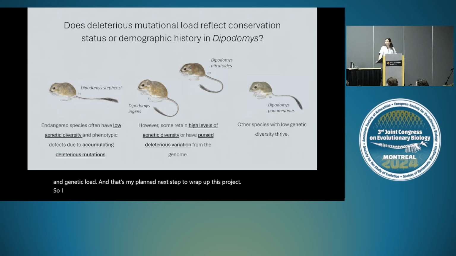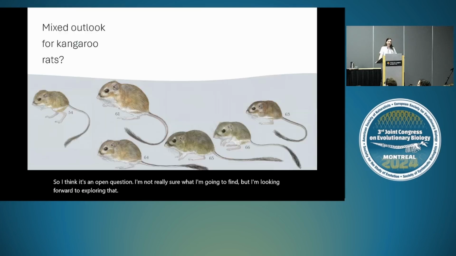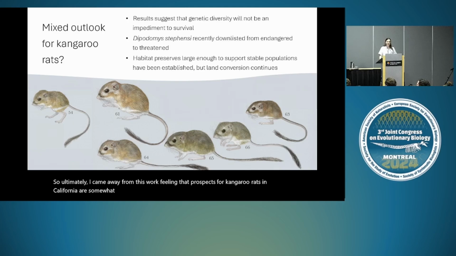So I think it's an open question. I'm not really sure what I'm going to find, but I'm looking forward to exploring that. So ultimately, I came away from this work feeling that prospects for kangaroo rats in California are somewhat mixed. Our results suggest that genetic diversity will not be an impediment to survival, particularly for Dipodomys nitratoides, which appears to be genetically diverse and has the potential for resilience.